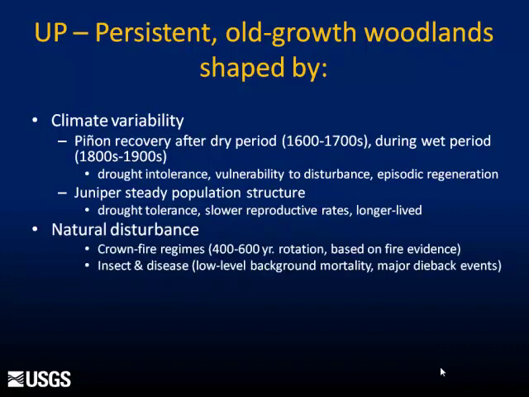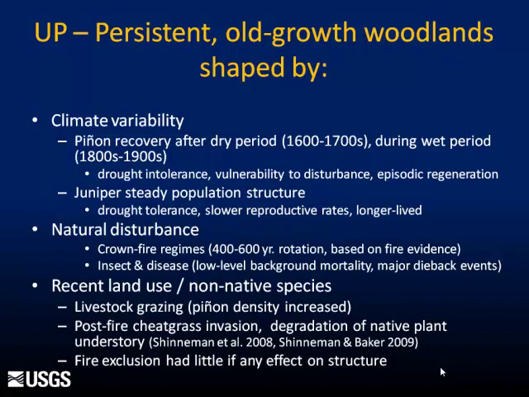Natural disturbance definitely played a role in this landscape. We found fairly ample evidence of charcoal and snags, and using that evidence and stand ages, we estimated a fire rotation of around 400 to 600 years on the plateau. And we also documented insect and disease at generally lower background, sort of chronic disturbance type rates. But shortly after we sampled that landscape, of course, the dieback occurred, and we didn't have data for that, but it certainly affected the Uncompahgre Plateau, especially in certain areas.